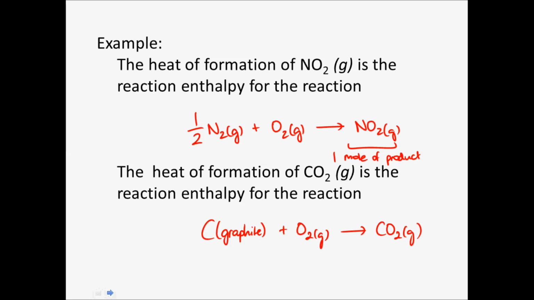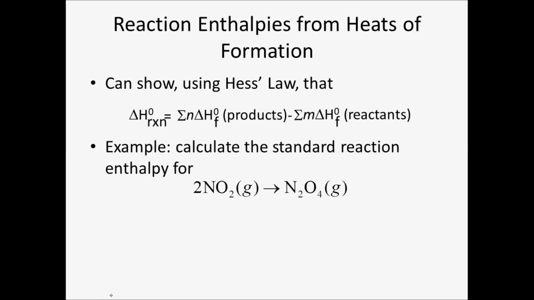Now that we have heats of formation, it can be shown using Hess's law that the heat of reaction is the sum of the heats of formation of the products minus the sum of the heats of formation of the reactants. Of course, taking into account their stoichiometric coefficients.